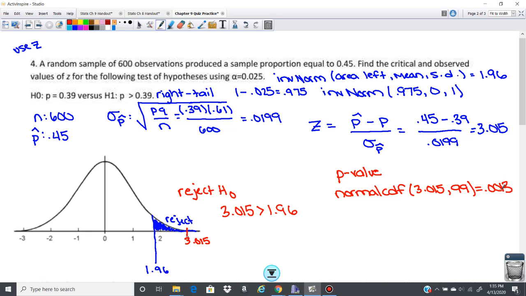So we're going to take the p and compare it to our alpha. Our p is 0.0013. Our alpha, our significance level, is 0.025. And then we say p is less than alpha. So when p is less than alpha, we reject the null. When p is greater than the alpha, we fail to reject.